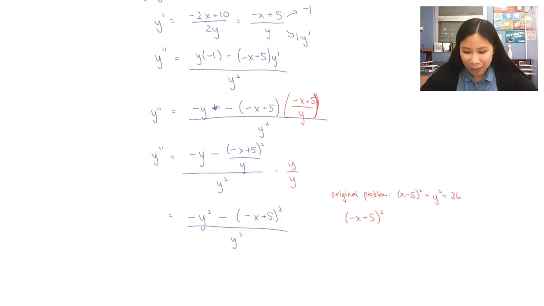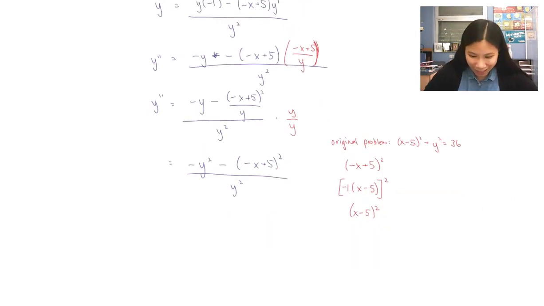So if I factor out a -1 out of my negative x plus 5, this will actually change both signs. So really, now I have -1 times x minus 5, all of that being squared. But if I square this, -1 squared is just +1. So this leaves me with just x minus 5 squared. Okay, because I want that to look like my original problem.